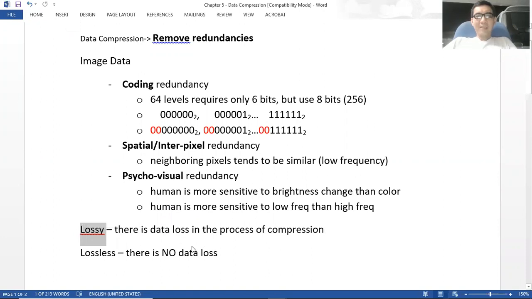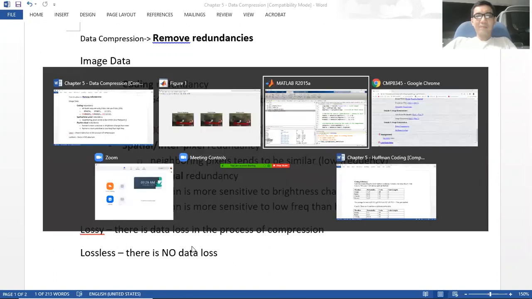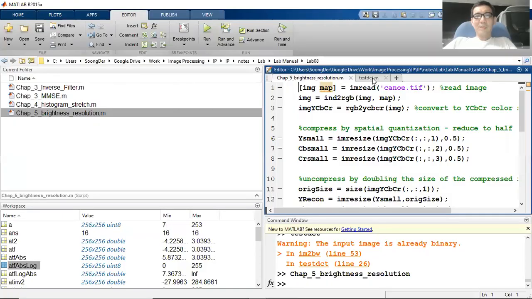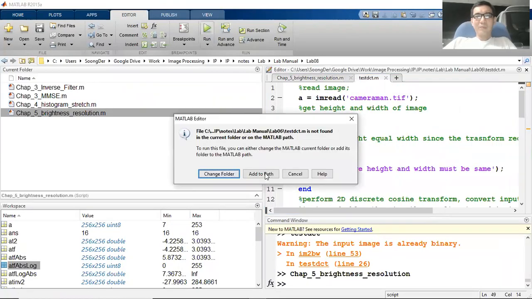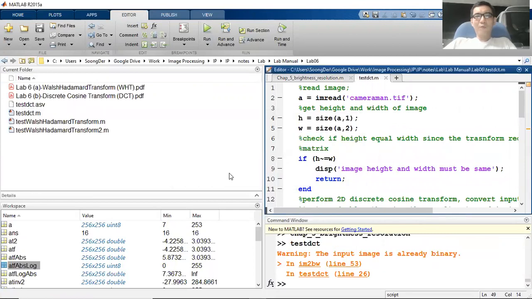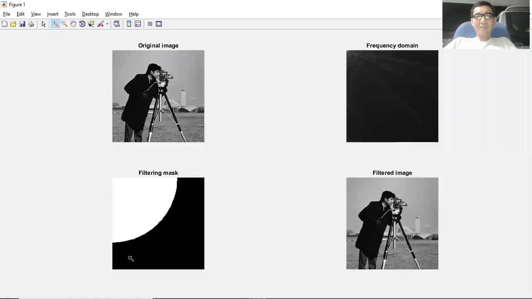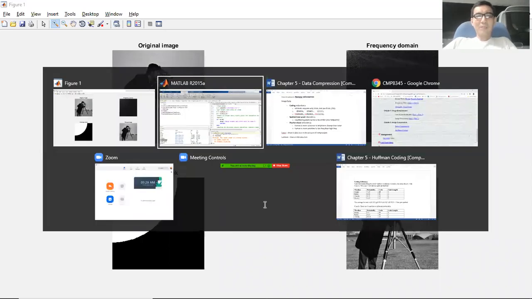For example, in this case, when you compress the low frequency and high frequency, we actually remove the low frequency. So this is a lossy compression. Although visually you don't see much difference, there is already some data that has been removed from the original one. So this is called lossy.